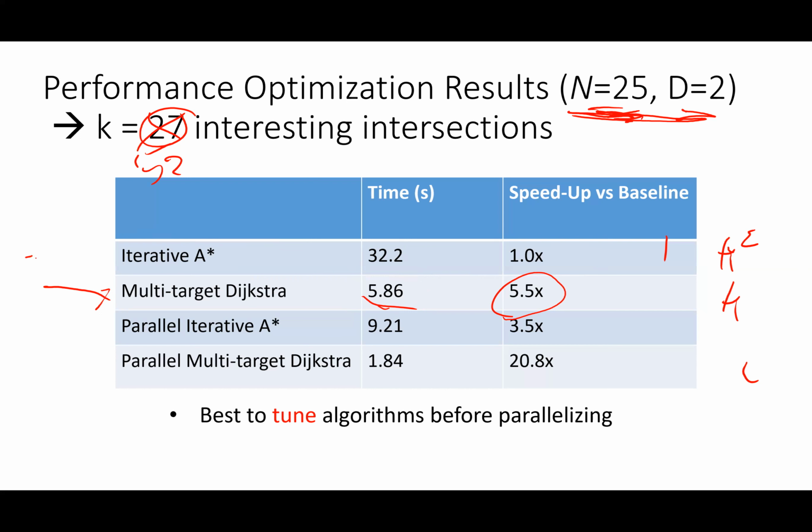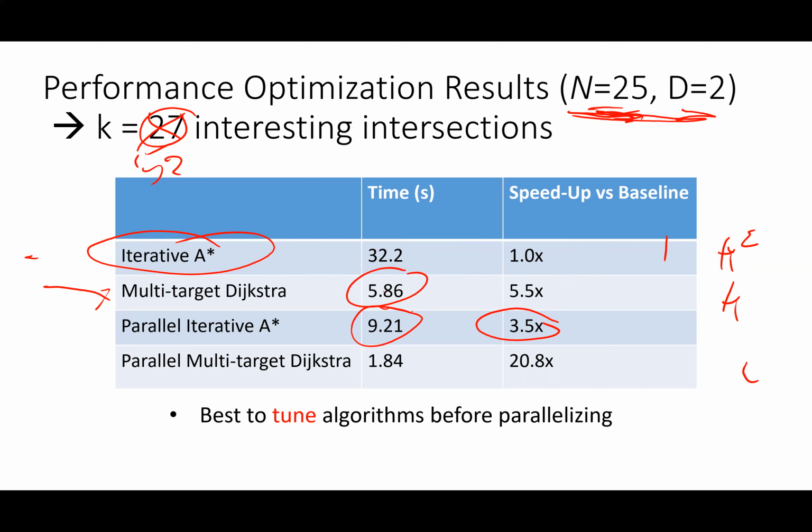Now I could take this iterative A star, right? So K squared invocations of that A star algorithm, and I could make it parallel because every one of those invocations is independent. So I could say, let's run that in parallel. If I do that, it does speed up. It actually sped up by 3.5x. Okay, not quite 4x, but pretty good. But it's still not as good an answer. If I look at the CPU time, it's not as good as the answer I got from changing the algorithm.